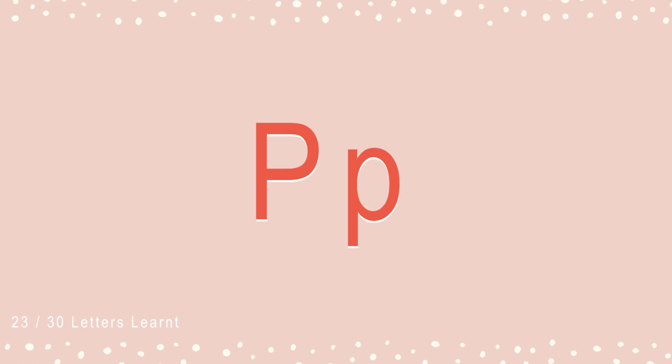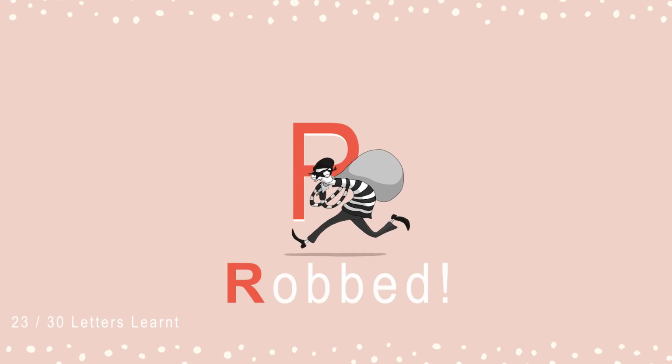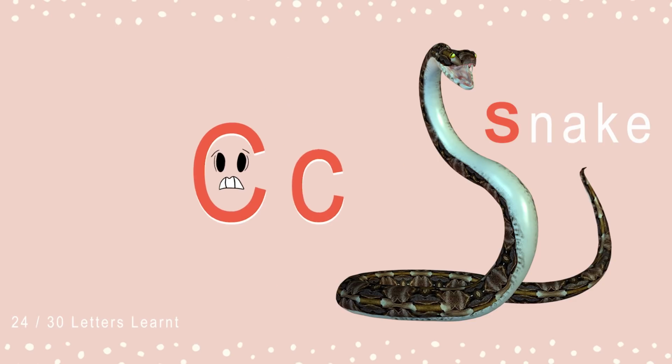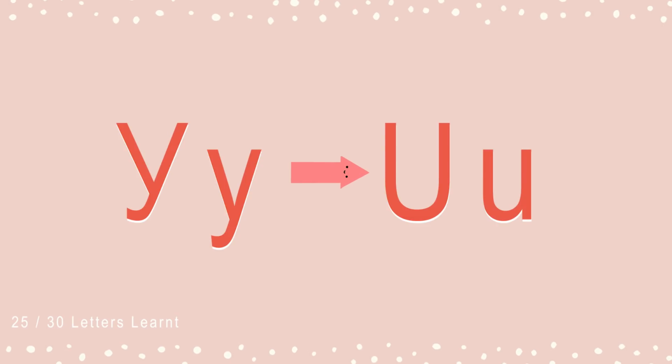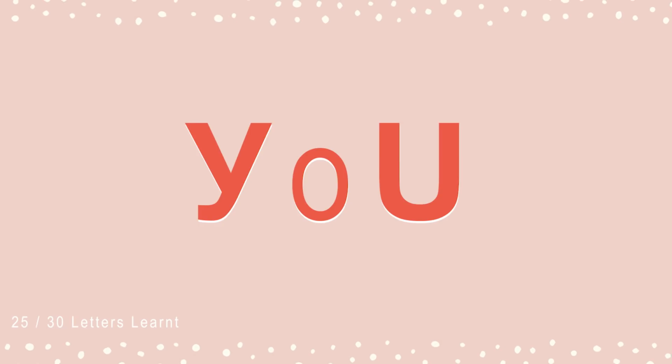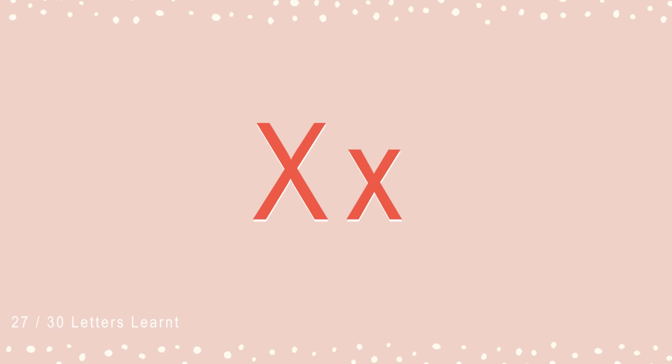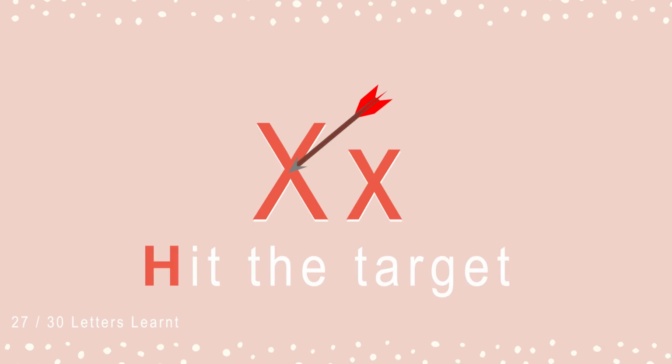R is another false friend, and it looks like the letter P, although it really is a R that's been robbed of its tail. S looks like a sad face, or I guess also a snake. Whatever works better. U looks like the letter Y, but Y doesn't exist in Serbian, so it's quite easy to remember as U, as in you and I, for example. F looks like the Greek symbol for phi. H, or the letter H, looks like an X. It also looks like a target that you're supposed to hit.